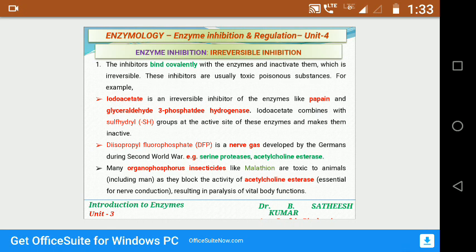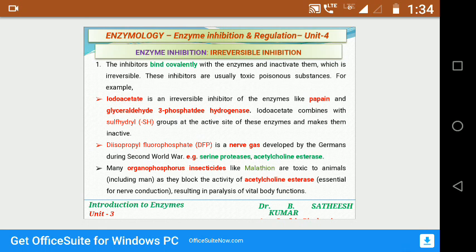Therefore, once the inhibitor binds to the enzyme and inactivates it, it will be permanently inactivated. We cannot easily remove the inhibitor from the enzyme because it is bound by means of covalent interaction. So that is why it is called irreversible inhibition. This is a very important point: the inhibitor binds covalently with the enzyme and inactivates it, which is irreversible.